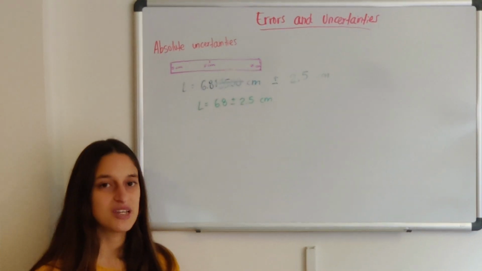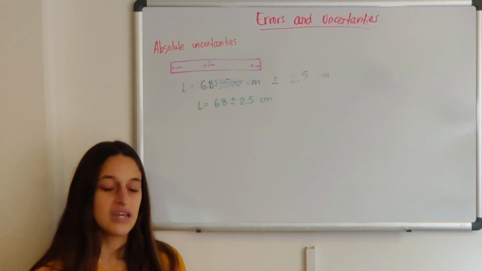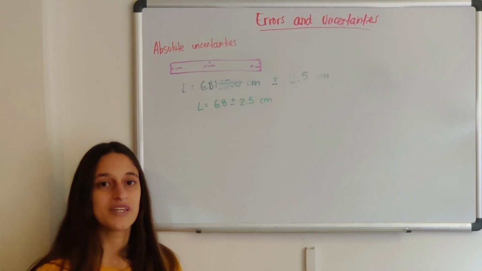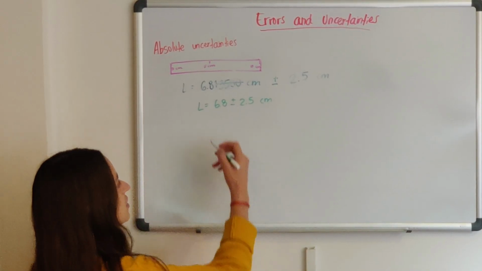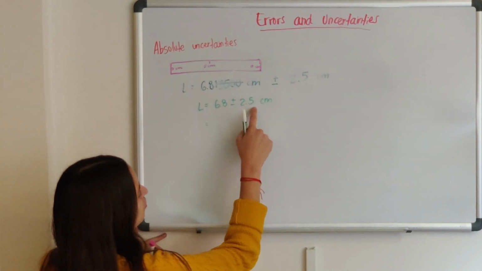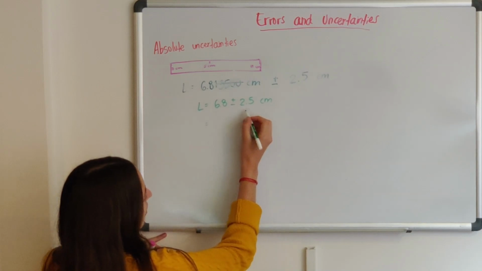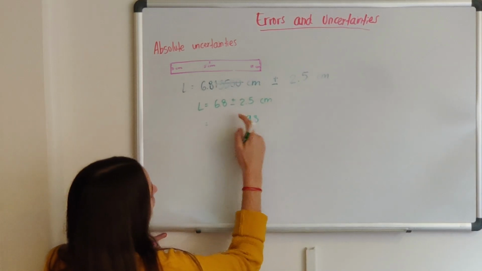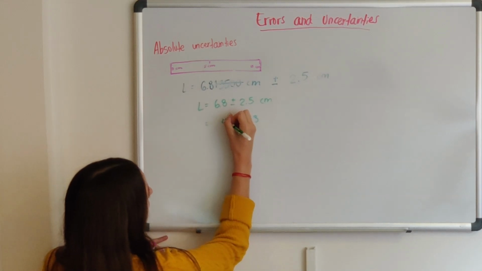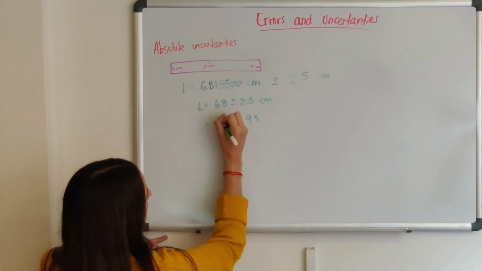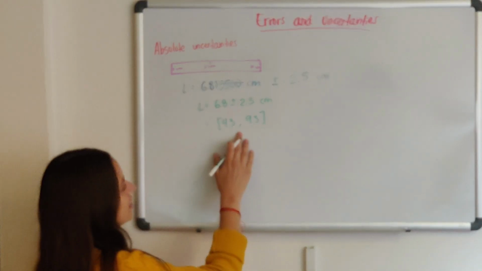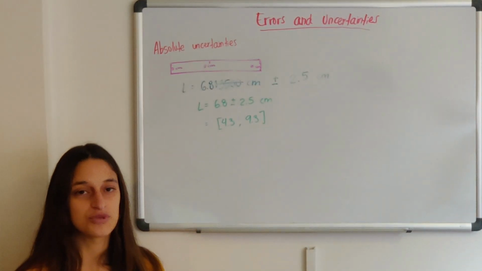This is how we would express a number and its uncertainty in a scientific document. However, if you think it's useful, we can also find the range. What does this mean? Well, this actually means if we do 6.8 plus 2.5, we're going to get 9.3. And if we do 6.8 minus 2.5, we're going to get 4.3. That means that we know that the length is in this range. It's between 4.3 and 9.3 centimeters.